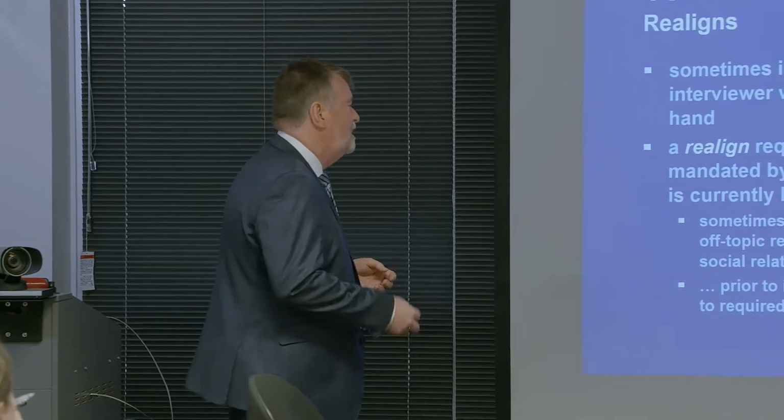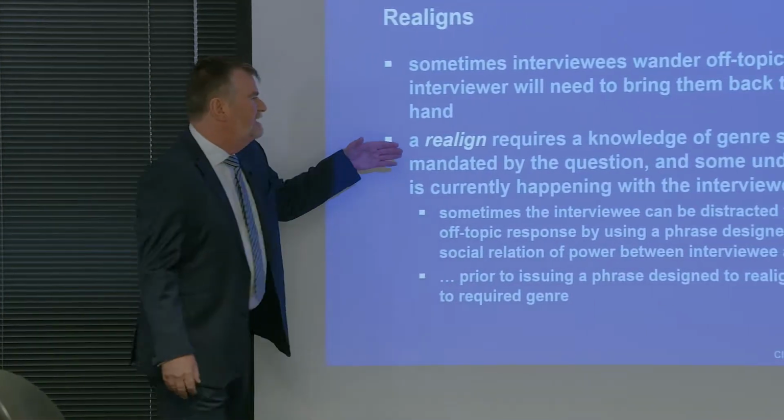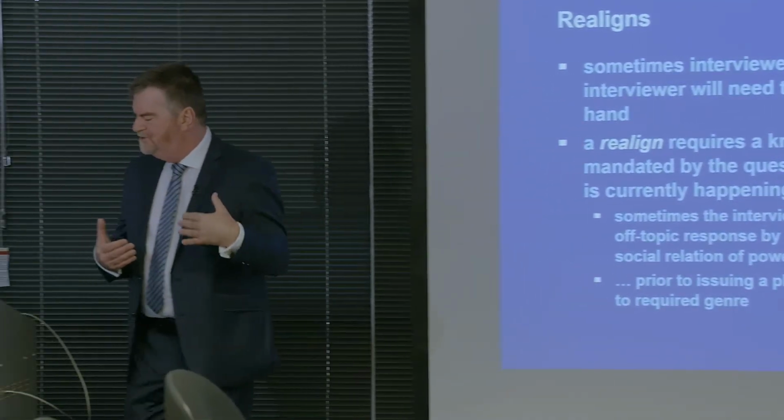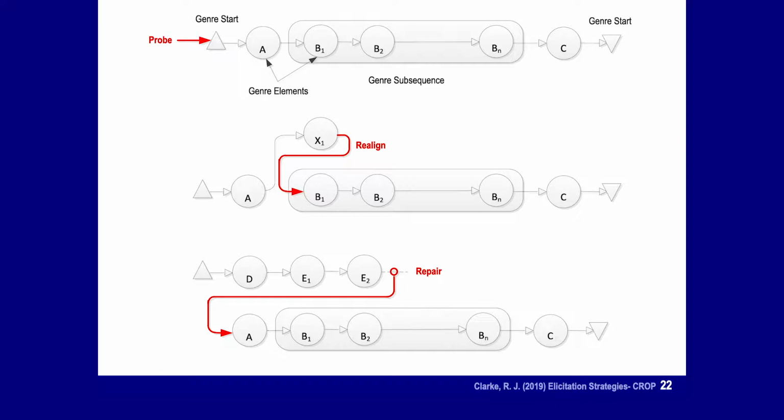With realigns, what we're trying to do is actually try to get information out of a client, but we're doing that by using a knowledge of the genre structure to repair a situation, to realign an interviewee back into a genre, and repairs are when we are actually trying to get a restart to the genre. So we can draw these graphically like this. It doesn't matter, you don't need to deal with these representations. Some people find it very helpful to be able to see the map, if you like, of the genre.